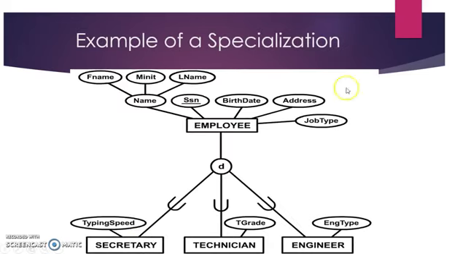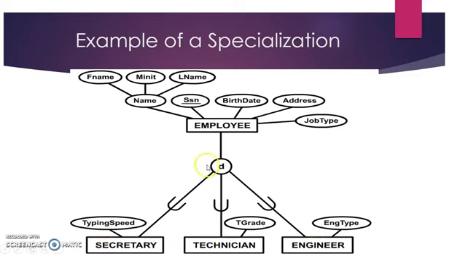This is an example of a specialization. We have an entity employee having attributes name, SSN, birth date, address and job type. Here SSN is the primary key attribute. Employee is divided into 3 subclasses based on job type, that is secretary, technician and engineer.